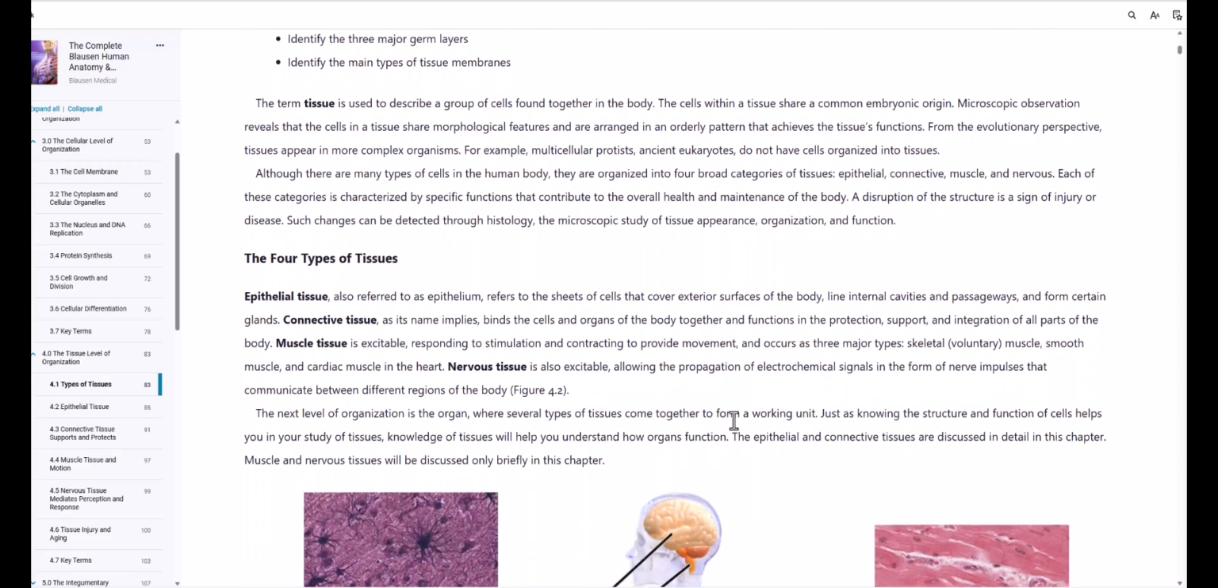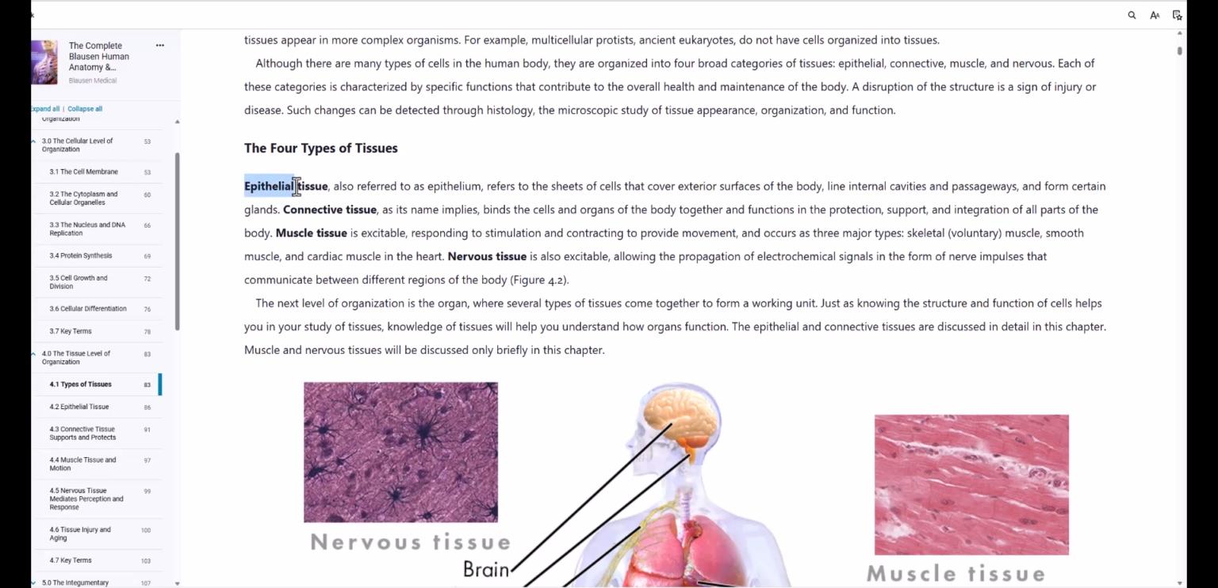So the four types of tissues are epithelial tissues. You'll hear epithelium or epithelia, plural. And epithelial tissues are found in a few very basic places. Number one, they cover the external surfaces of your body from head to toe. The outer layer of your skin is referred to as the epidermis, and that epidermis is composed of epithelial tissue.